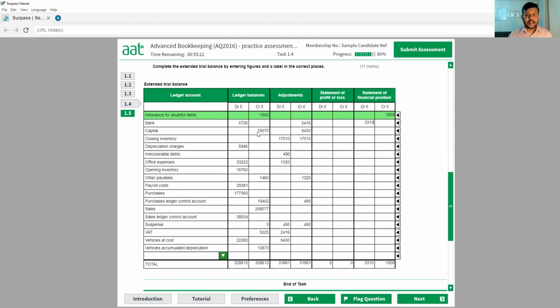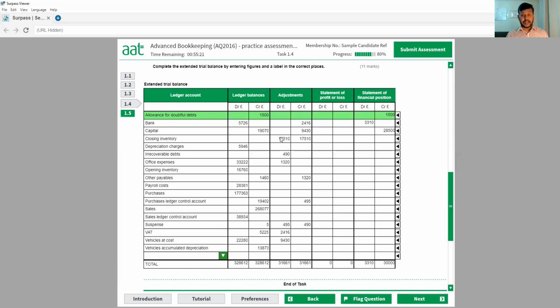Very well done. Capital, we have a credit on the ledger balance, and we also have a credit on the adjustment. So we need to add this one, 19,070 plus 9430. Remember, capital is an item for the financial statement on the credit side. So let's add this to find how much it is. So we have 28,500. Okay, let's take that 28,500. Very well done. It's a credit.